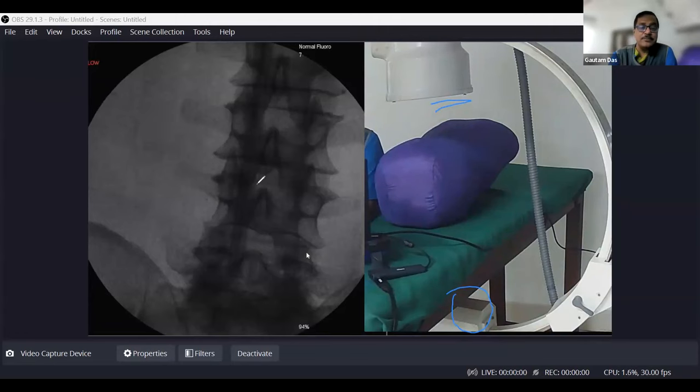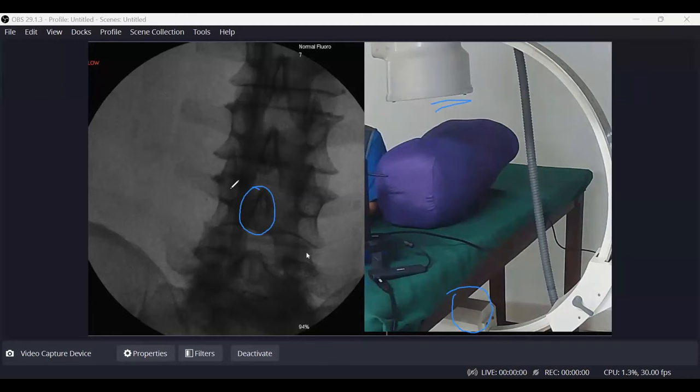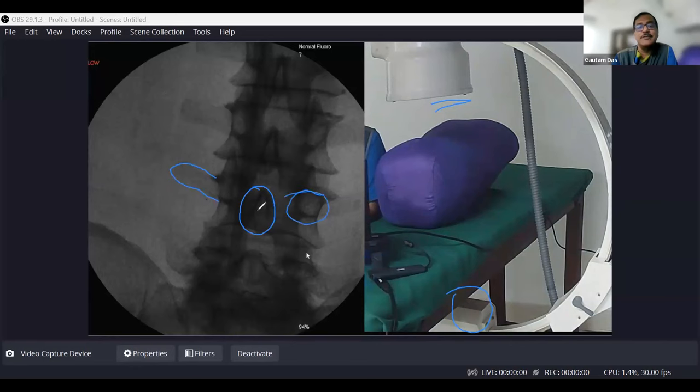So now tell me, what is this? Unmute yourself, talk, and then mute again. Spinous process. Very good. What is this? Transverse process. Very good.